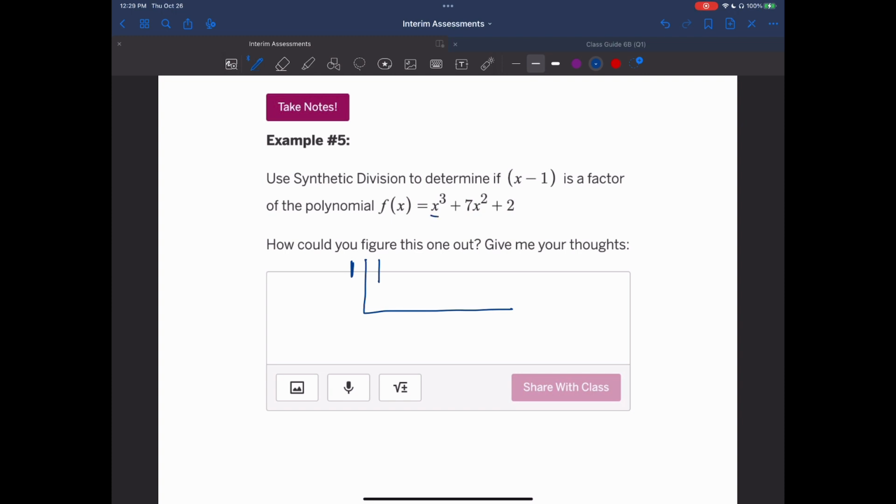I kind of hate this one because this involves one little thing that I didn't show you. Notice it goes from an x to the third to an x squared, and then there's no x term in between, and then there's a plus 2. You do need to put a placeholder if they're missing a term. I don't think they do this on the test, but in case they do, let's start checking for that.